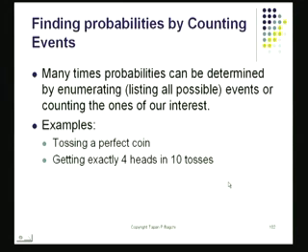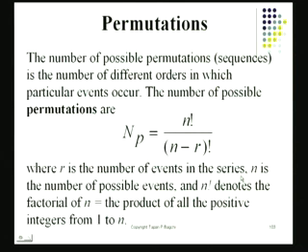Finding probabilities by counting events, how do I do that? I could do that by doing permutation calculations, which is like this. Permutation is important when you are worried about the sequence. If you are worried about the sequence, like head, tail, and so on, or red, blue, green, then you should be using permutation as your calculation basis.